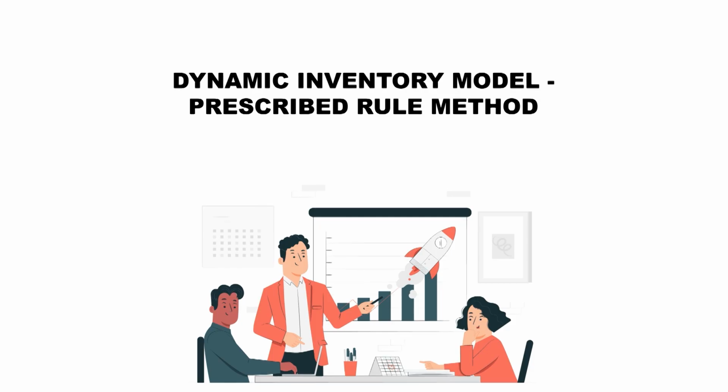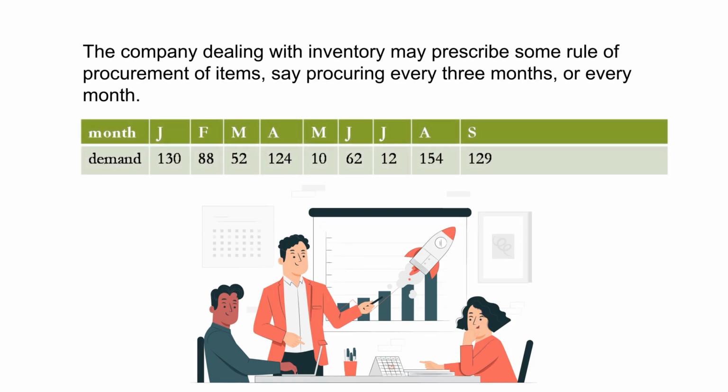So this is a dynamic inventory model, the prescribed rule method. The dynamic modeling will run from January to December. We have a demand of 130, 88, 52, 124, 10, 62, 12, 154, 129, 160, 238, 41. The total is coming to 1200. Now we will see what will happen this way.